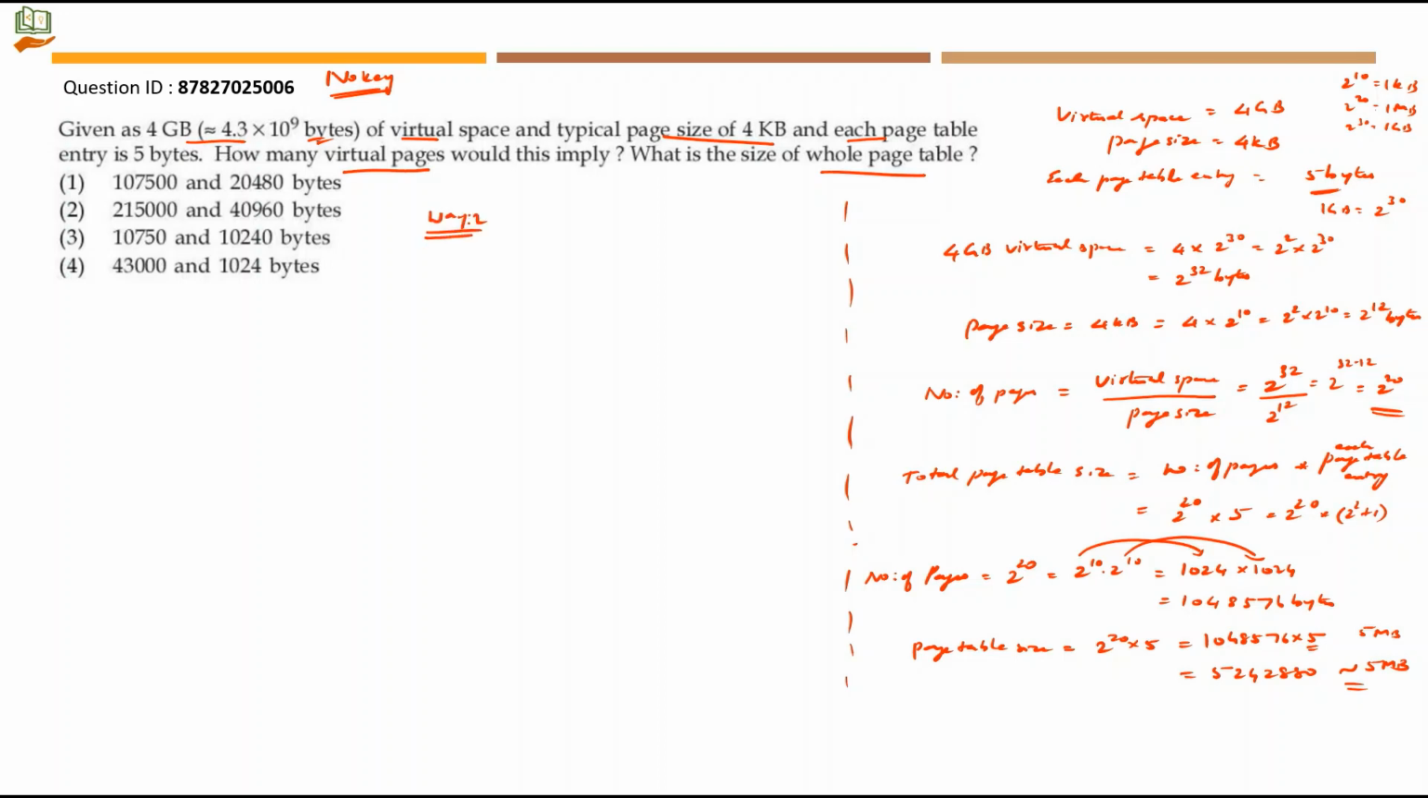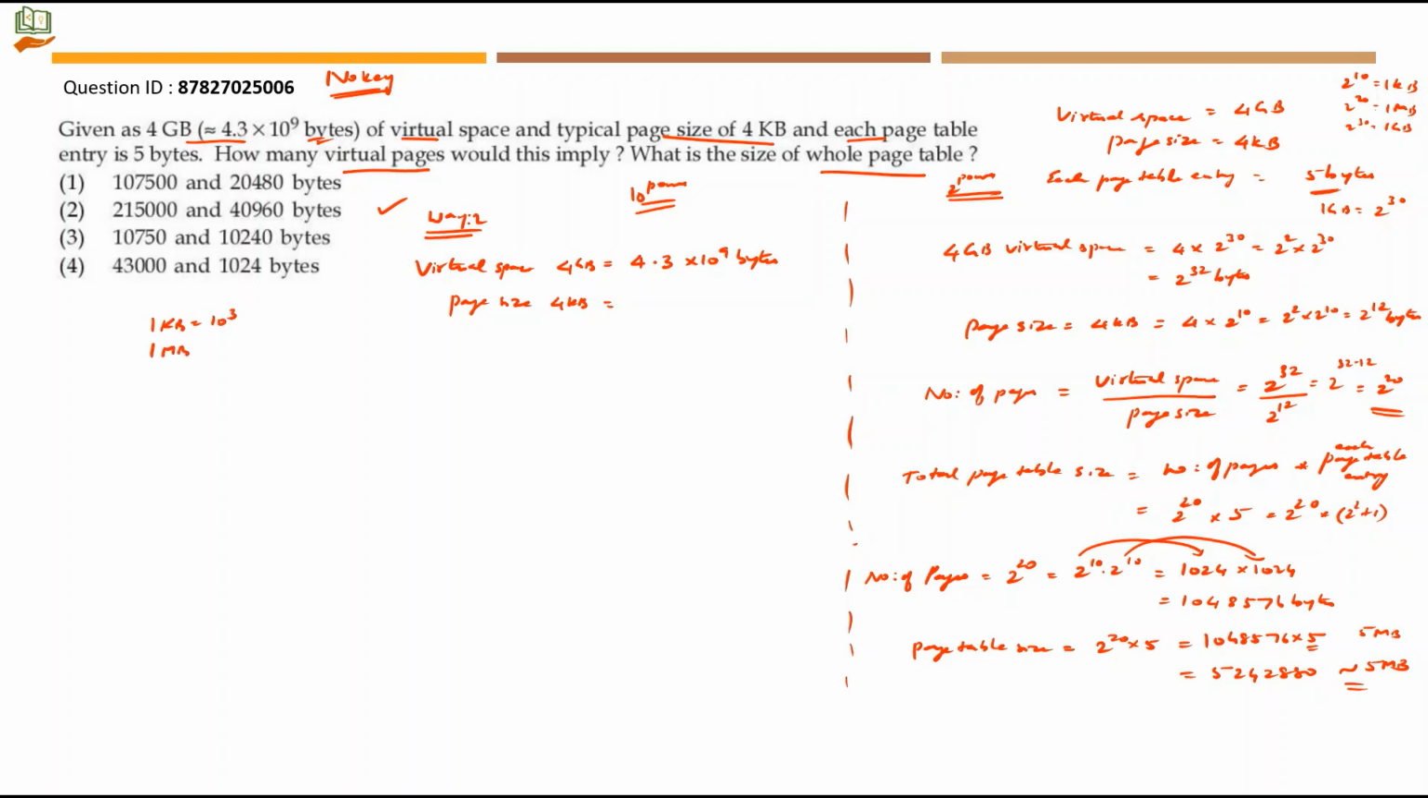details given in the question. They have given virtual space 4 GB is equal to 4.3 into 10 power 9 bytes. We have seen it in 2 power form above, and now we will see it in 10 power form as given in the question. This is how you have to calculate for this question. The page size is given as 4 KB. 1 KB is equal to 10 to the power 3.